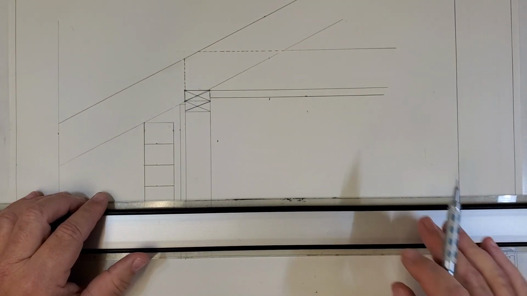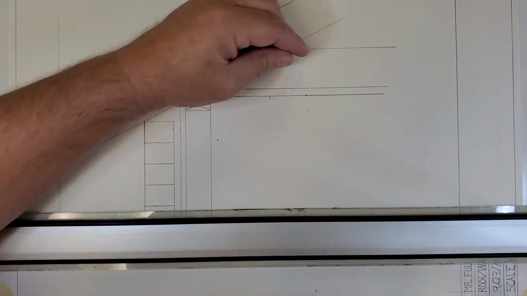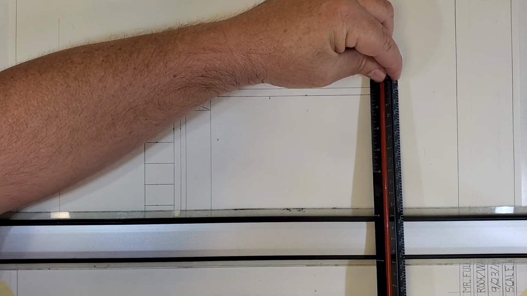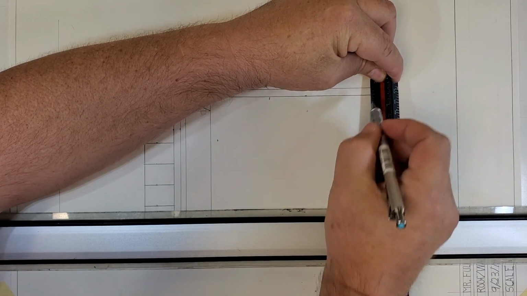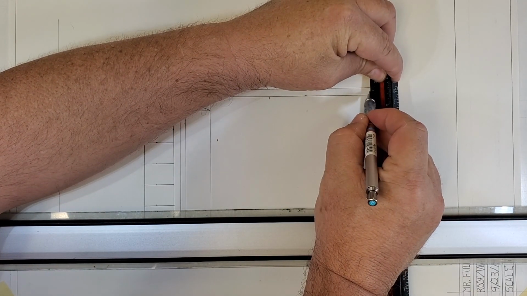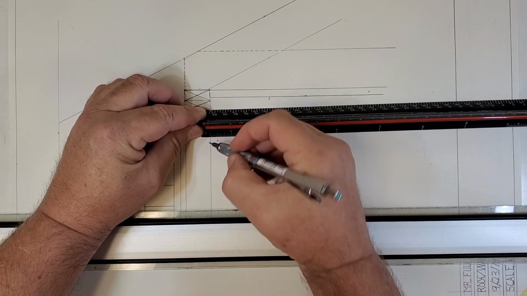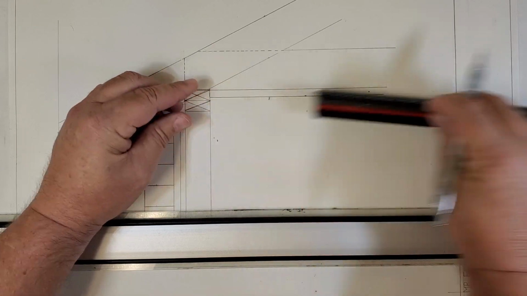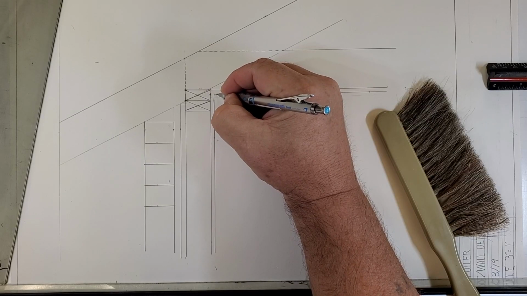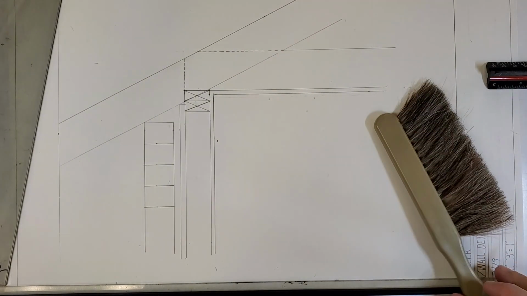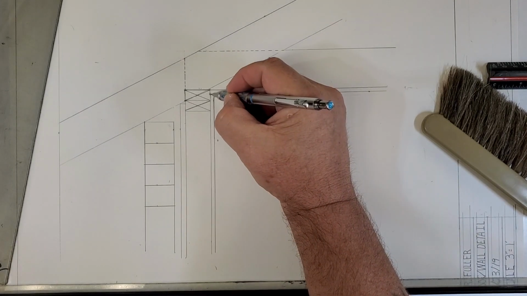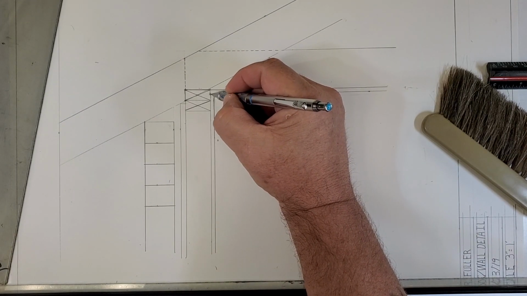Okay, and I think I may have measured that too big. Let me double check. I did. I measured a whole inch. My bad. So undo that. Okay, all better. Oh yeah, that line should still be there.